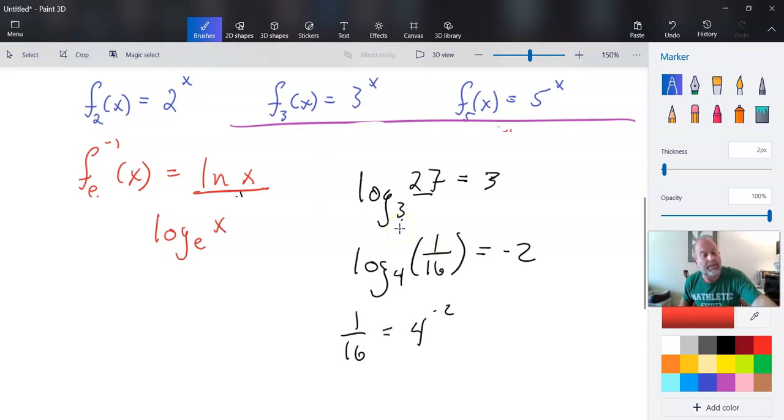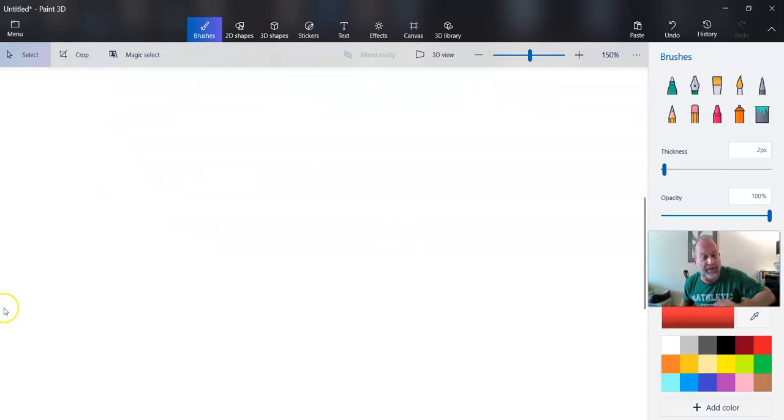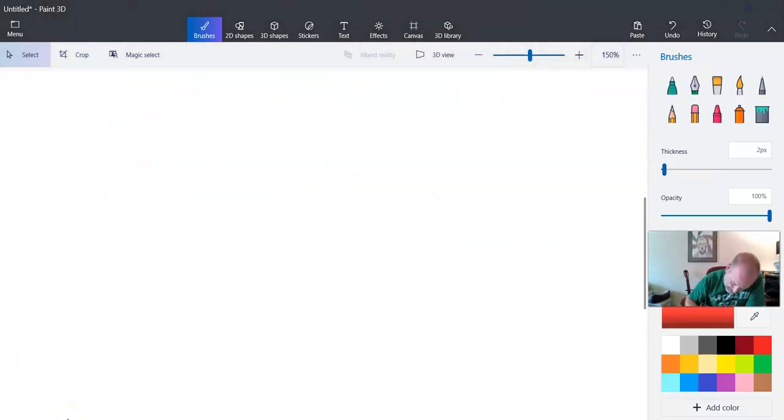Okay, let's go ahead and clear this off and look at some more stuff. So here's what I want you to do. I'm going to jot down a few logs, and I want you to see if you can evaluate them. I want you to pause it once I get them written down and see if you can work this out. So let's see if you can compute the following.